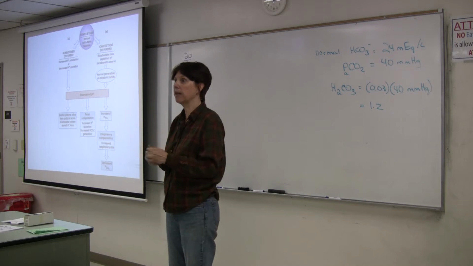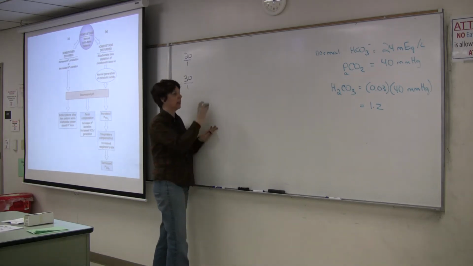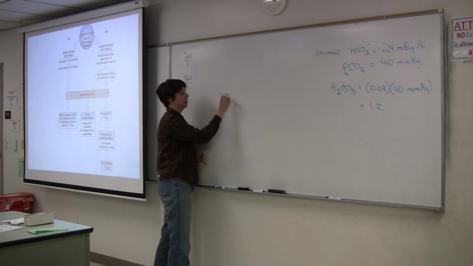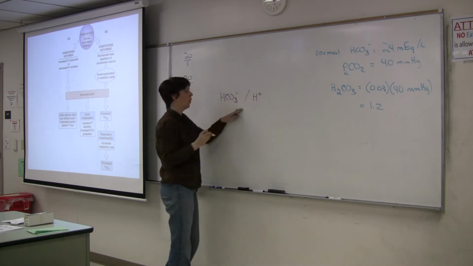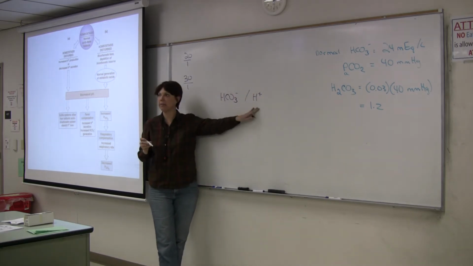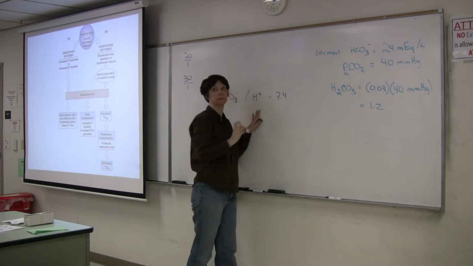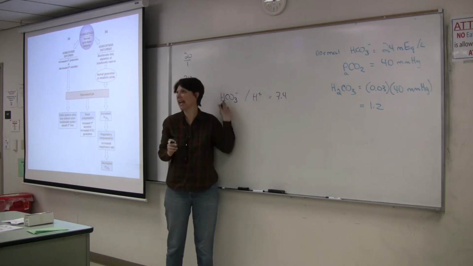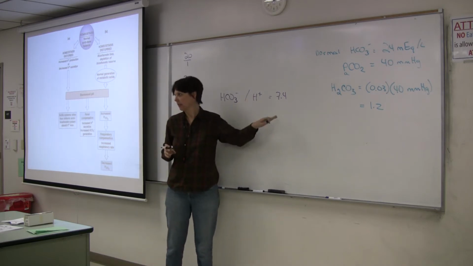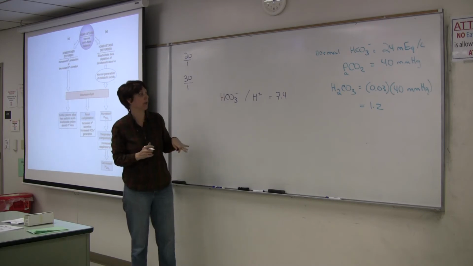What we're saying when our ratio is 20 to 1 is that we have a buffered situation where our ratio of bicarb to hydrogen is able to give us a pH of 7.4. Okay, if they were equal, it would be a pH of 7. So we have slightly more bicarb than we have carbonic acid, all right, because our normal pH is 7.4.